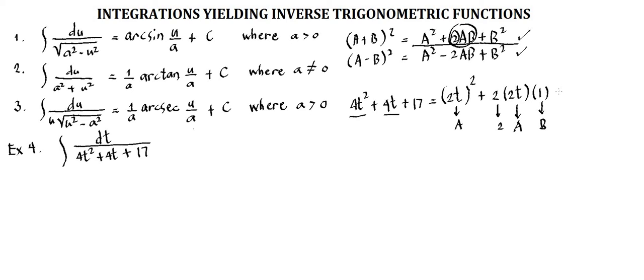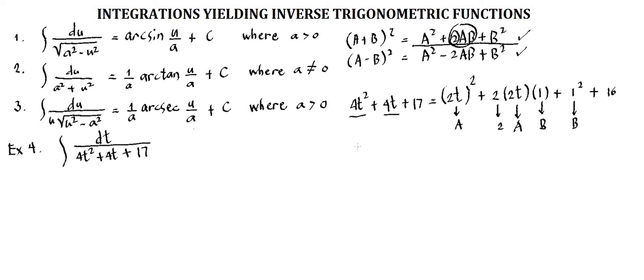So, kung ang b natin ay 1, therefore, b squared will become 1 squared. Yan, 1 squared. Ito yung ating b. Ngayon, yung 1 squared ay 1. Ito yung ating last term ng ating perfect square trinomial. So, yung 1 na ito, hihiramin natin sa 17. So, matitira na lang sa 17 ay 16.